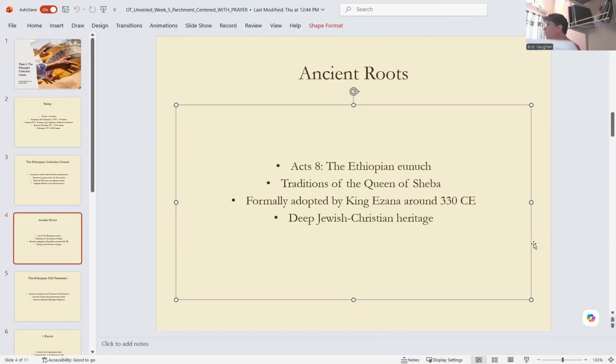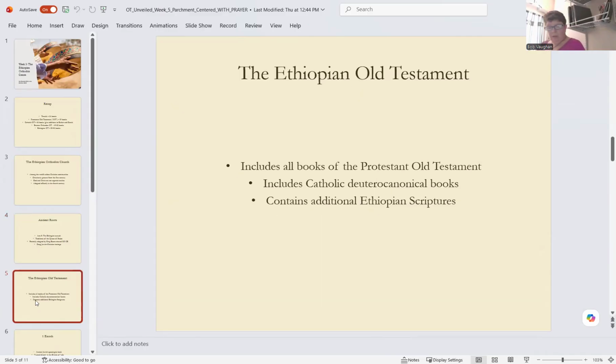Now, the Ethiopian church doesn't just point to this one event as how they got established. The formal Ethiopian church was established around 330 CE. So it existed before then, obviously. But King Ezana, you know him, right? No. From the famous kingdom of Axum, with which you are equally familiar. That's when he said, "This is the official state religion of Ethiopia."